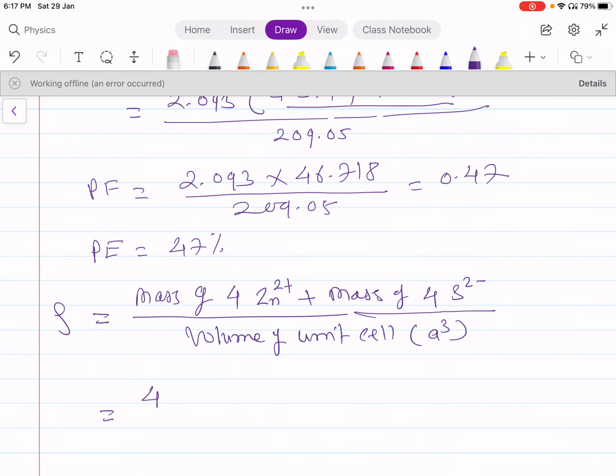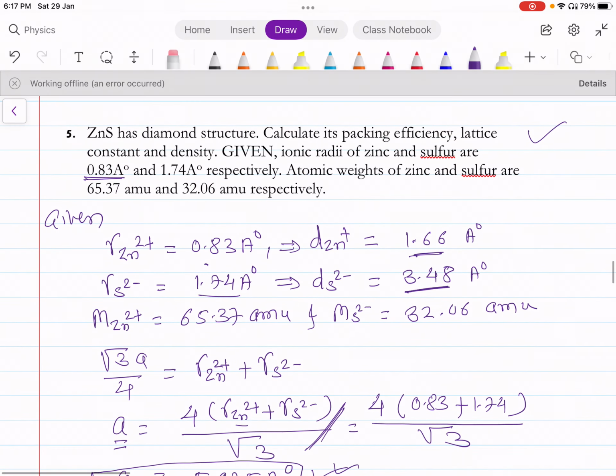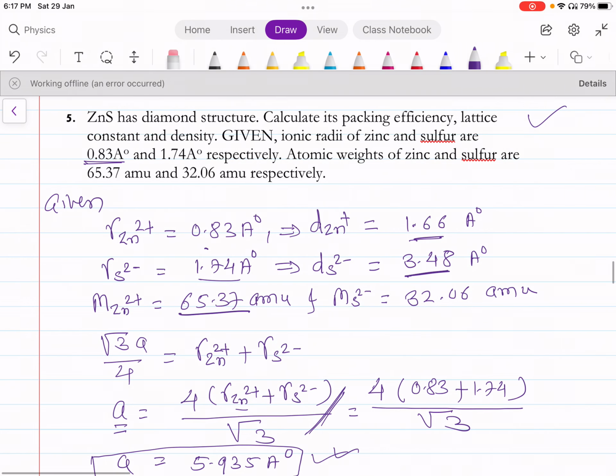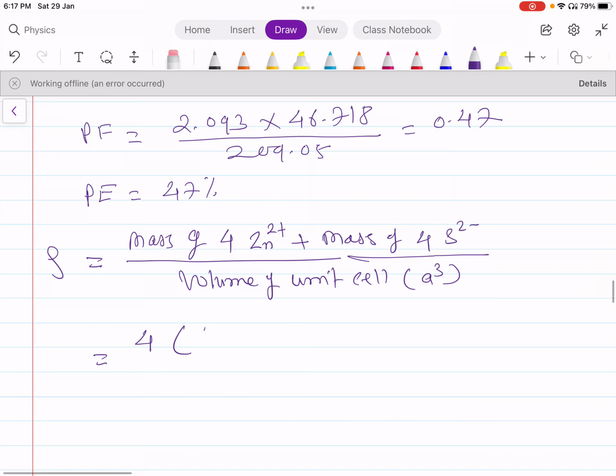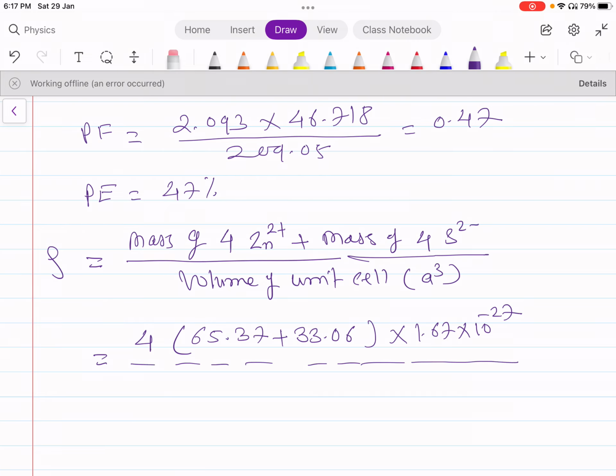So here 4 is common. So mass of zinc, the zinc atomic mass is given 65.37 and sulfur is 32.05. So mass of zinc is 65.37 AMU plus mass of sulfur is 33.06 AMU. We have to convert that into kg. So 1.67 into 10 to power minus 27 kg. And this divided by A cube.